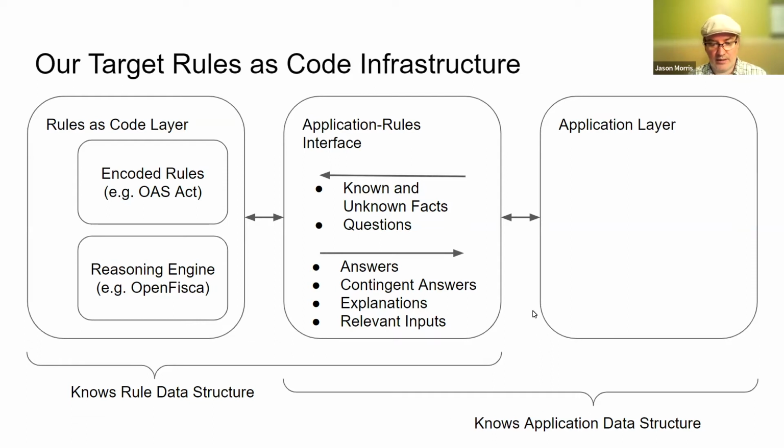So we were going to see, can we build a rules as code layer using Open Fisca for these tasks that will be able to hit all of those things that we've got in the middle box there? Can it deal with known and unknown facts? Can it deal with questions? Can it provide answers, contingent answers, explanations, and can it answer questions about what's relevant?